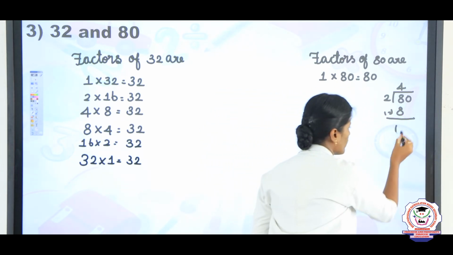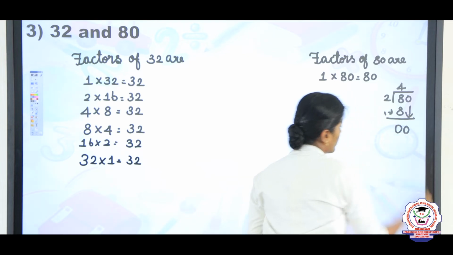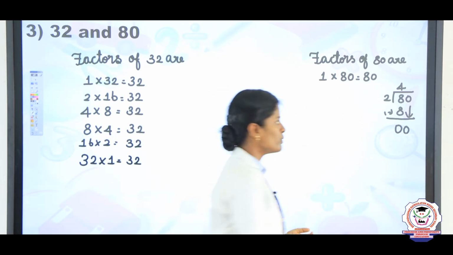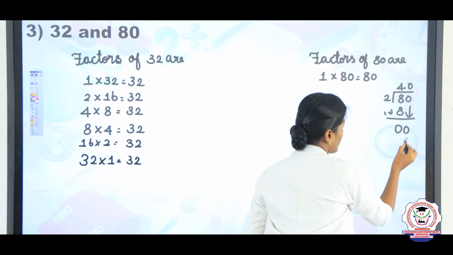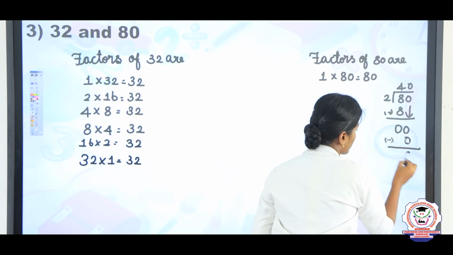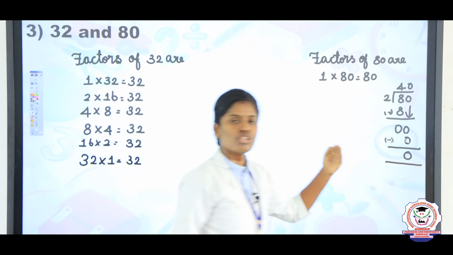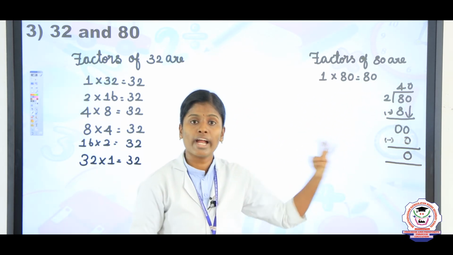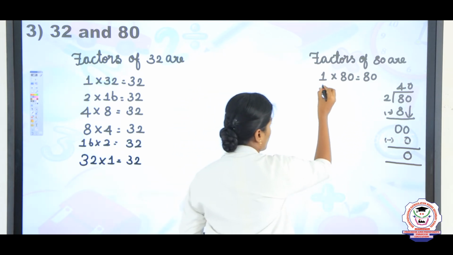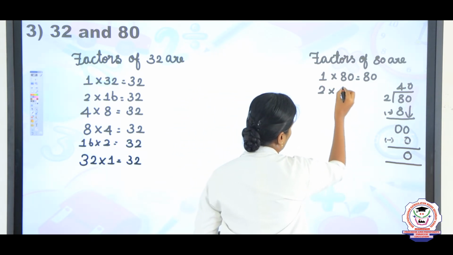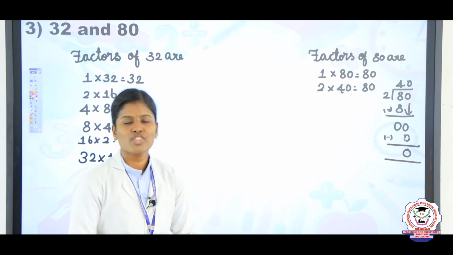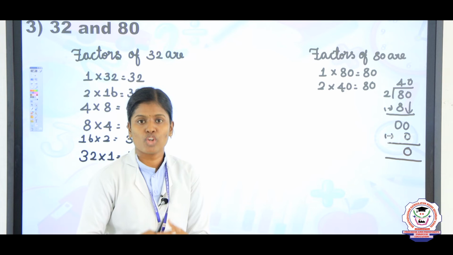Then you should bring down the other number 0. And what is the answer? 2 zeros are 0. So, the quotient value is 0, 2 zeros are 0. Now, 0 minus 0, the answer is 0. So, 2 40s are 80. So, the factors of 80 are 2 and 40, right? Next we are going to check the 3 table. 3 table 80 is not possible.